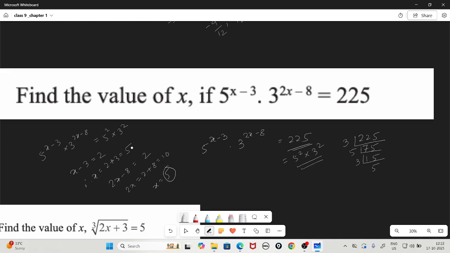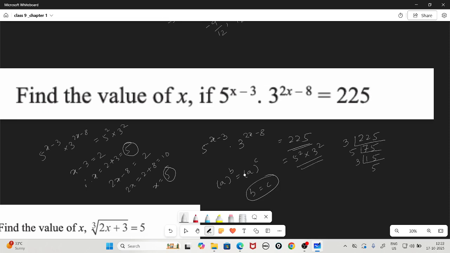So in both the cases, either you take the powers of 5 and equate them, or you take the powers of 3 and equate them, because we know that if the base is the same in the equation, then we can equate the powers. This we all know, right?